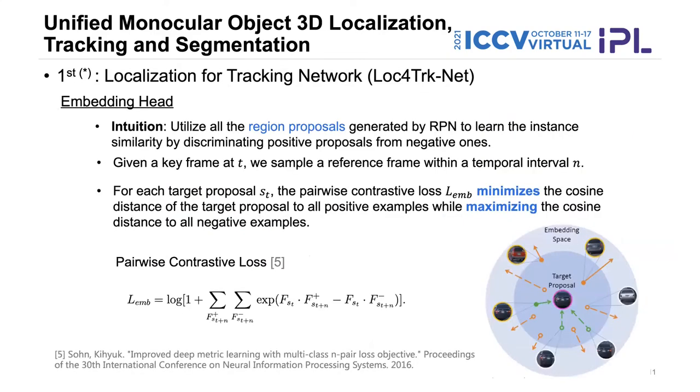The intuition of the embedding head is that during training, we want to utilize all the region proposals generated by the RPNs to learn instance similarity by discriminating the positive regions from the negative ones. The training of the embedding head starts by giving the frame at time t, and we sample a reference frame within its adjacent n frames in the temporal domain. For each target, the pairwise contrastive loss is adopted to train the embedding features, and it is meant to minimize the cosine distance of the target proposals to all the positive examples while maximizing the cosine distance to all the negative examples. By balancing the positive and negative samples, we encourage the network to learn an embedding space that can effectively discriminate between instances while also being invariant to some perturbations, for example, the viewpoint or different lighting.